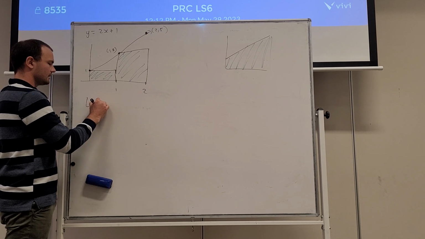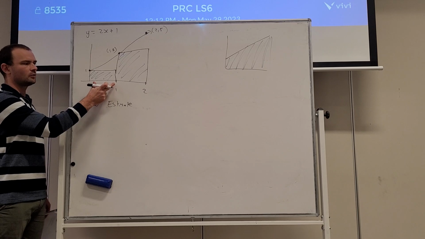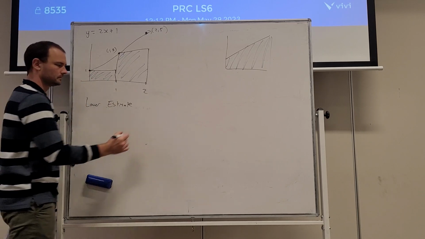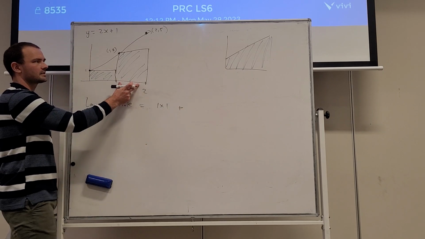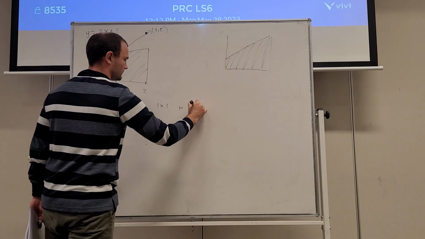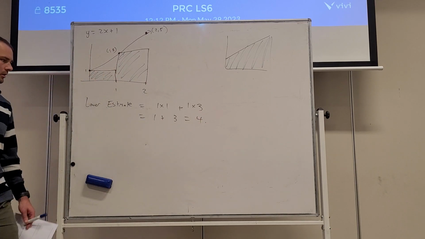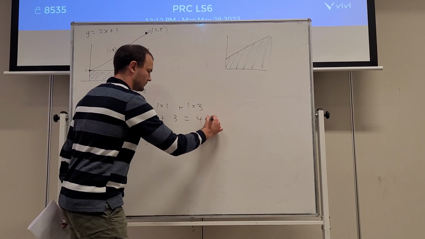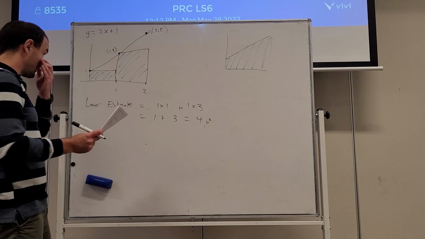So for the lower estimate, the first rectangle has an area of 1 times 1. And the second rectangle has an area of 1 times 3. The height of that is 3. So we have 1 plus 3, 4, and then units squared. So the area is approximately 4. It's going to be larger than 4, right? So that's using the 2 lower rectangles.